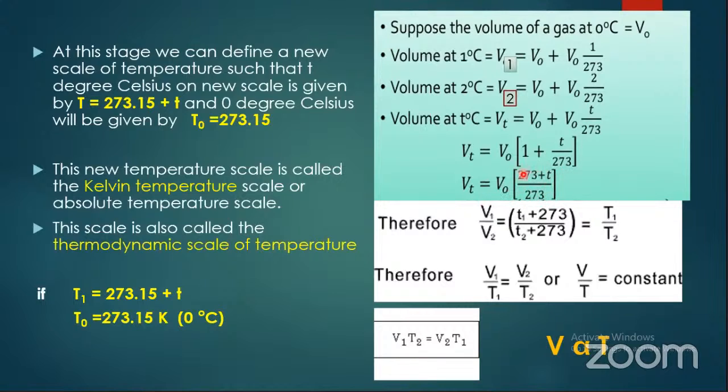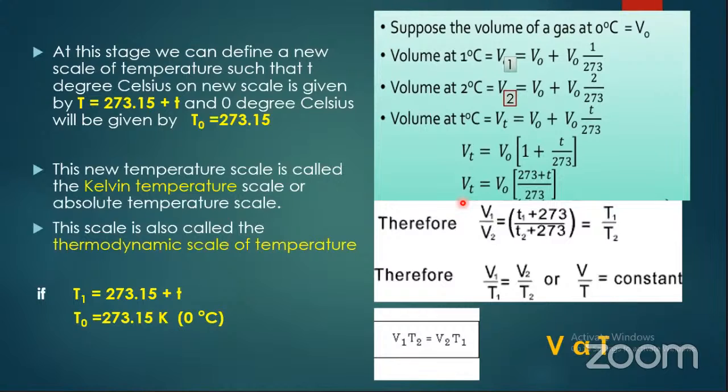If you take LCM, Vt is equal to V naught into 273 plus T by 273. So this is the relation. This is the final volume at T degree centigrade. T degree centigrade means from initial volume to final volume.